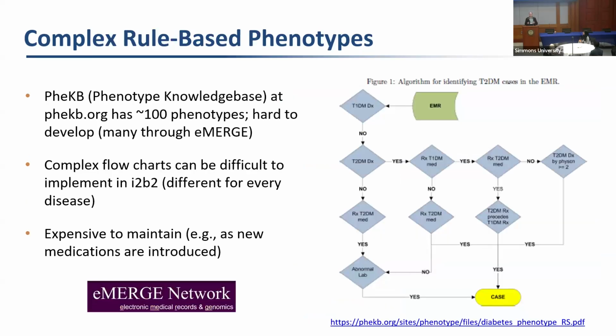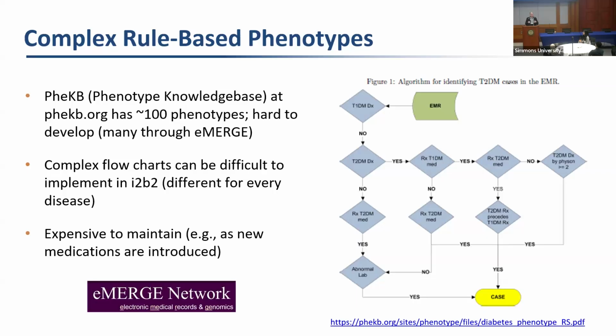You can get really complicated with this. So the FIKB website has these complex algorithms that have been developed. They'll go through various logical workflows to figure out who is the right patient. These are expensive to develop. You have to bring in the clinical experts for these.